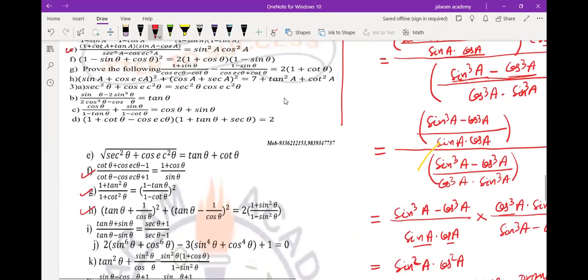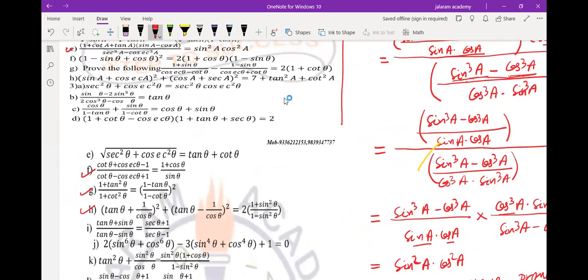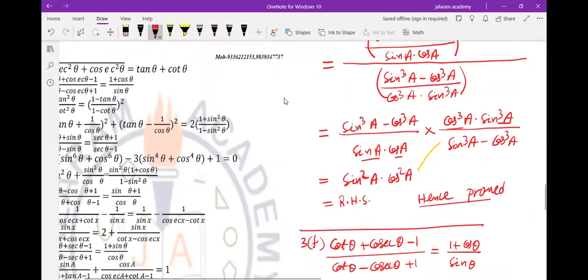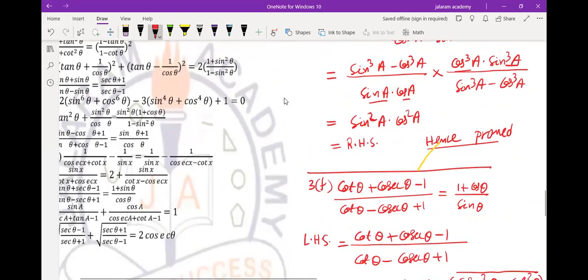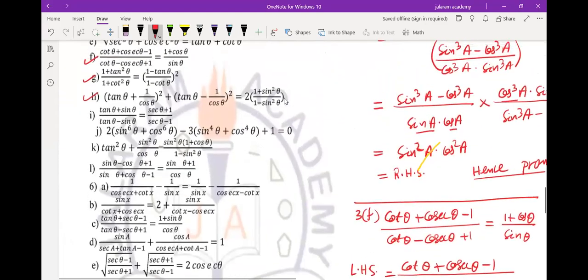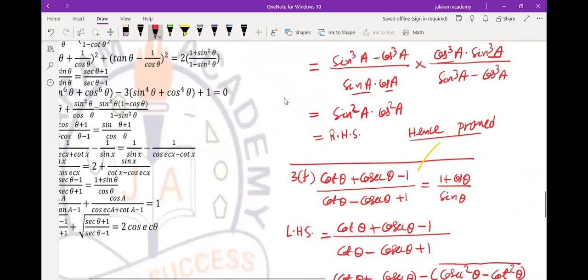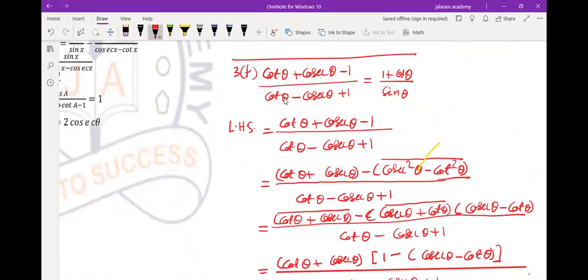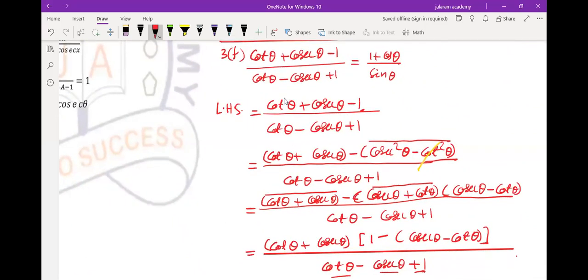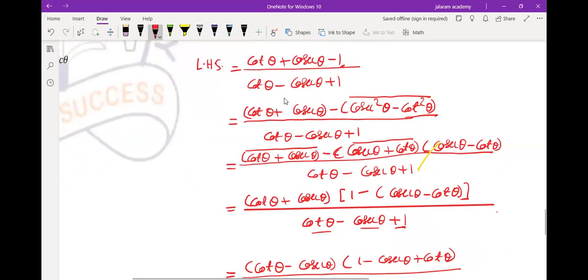So look at the question. Cot theta plus cosec theta minus 1 over cot theta minus cosec theta plus 1. We change this minus 1 to cosec square theta minus cot square theta. Factorize it to get cosec theta plus cot theta into cosec theta minus cot theta. Leave the denominator as it is.